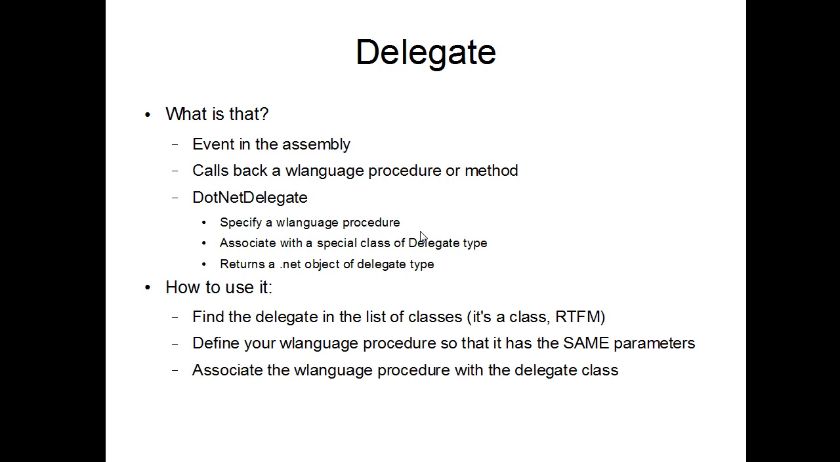Then you need to associate the W language procedure with the delegate class. That's where you use the .NET Delegate. And when the event fires, your W language procedure is called. So that's it. That's all there is to know about the delegate. After that, all the gritty details are in the help file of .NET Delegate, and you should follow them if you need to use this kind of technique.